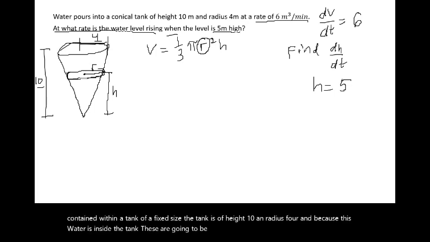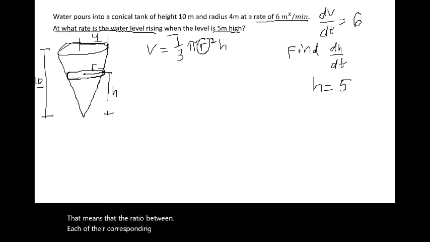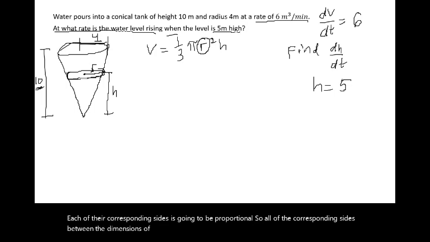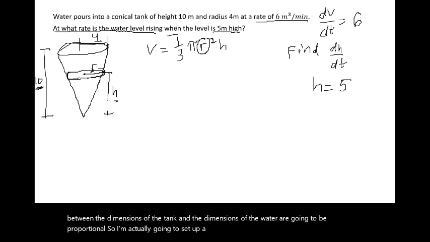Whenever you have similar figures, that means that the ratio between each of their corresponding sides is going to be proportional. So all of the corresponding sides between the dimensions of the tank and the dimensions of the water are going to be proportional. So I'm actually going to set up a proportion between the height and the radius of the tank and the height and the radius of the water.